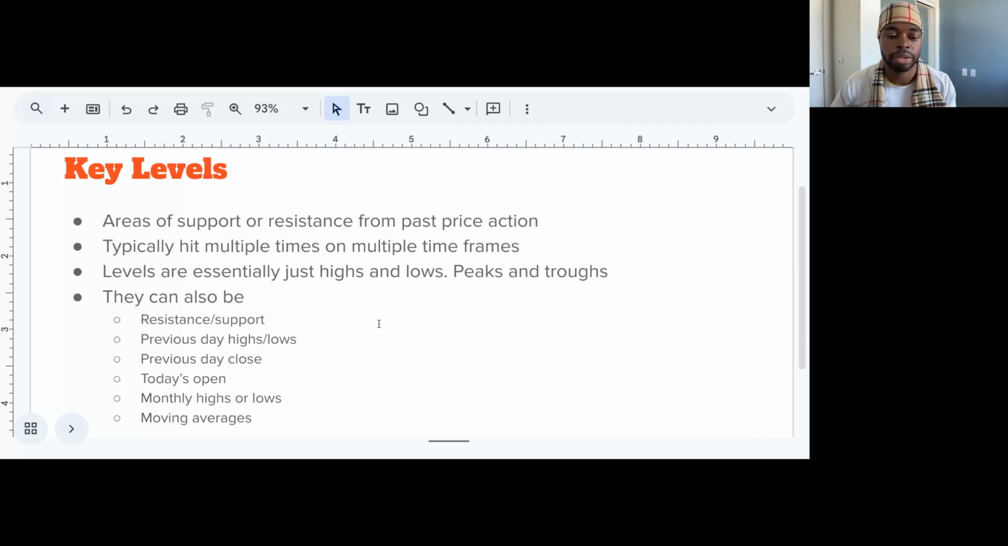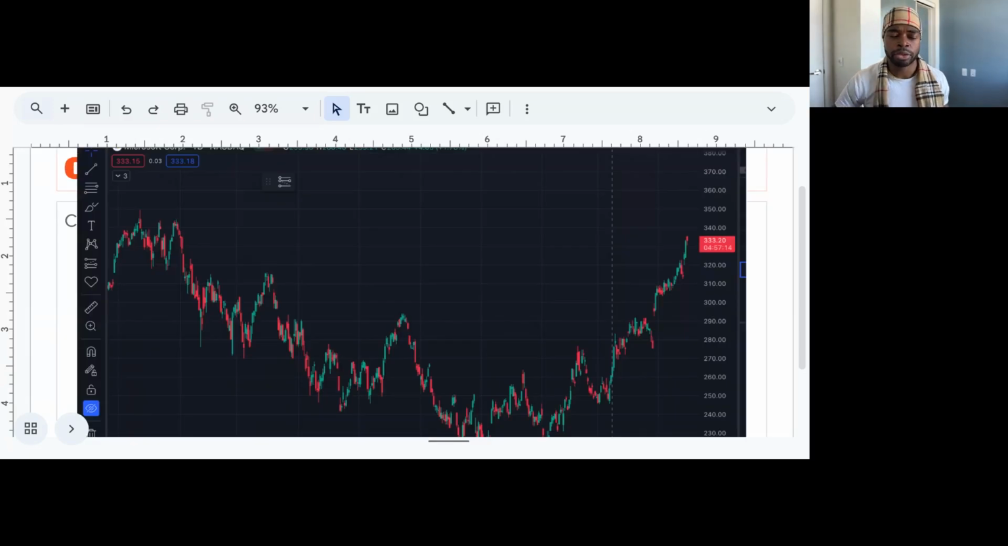Key levels are areas of support or resistance from past price action. So they can be resistance, support, the previous day's high, the previous day's low, the previous day's close, the previous day's open, today's open, monthly averages, moving averages, monthly highs or lows. Those are key levels, okay? They're levels that the market is going to keep testing.